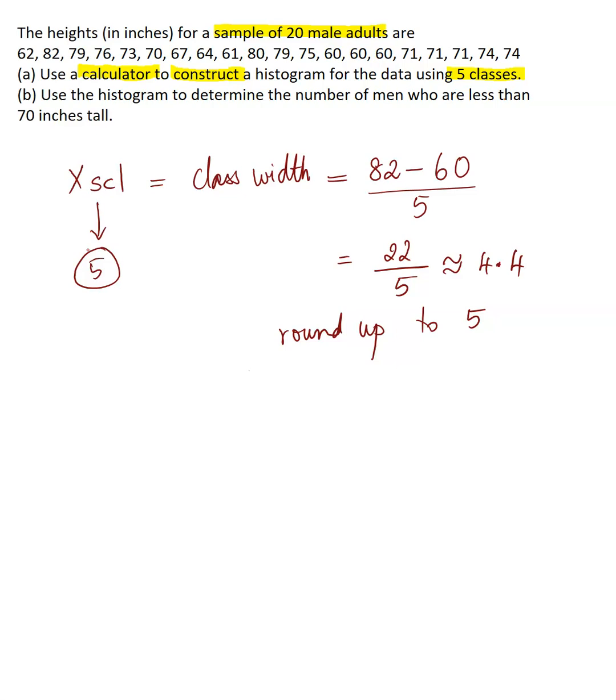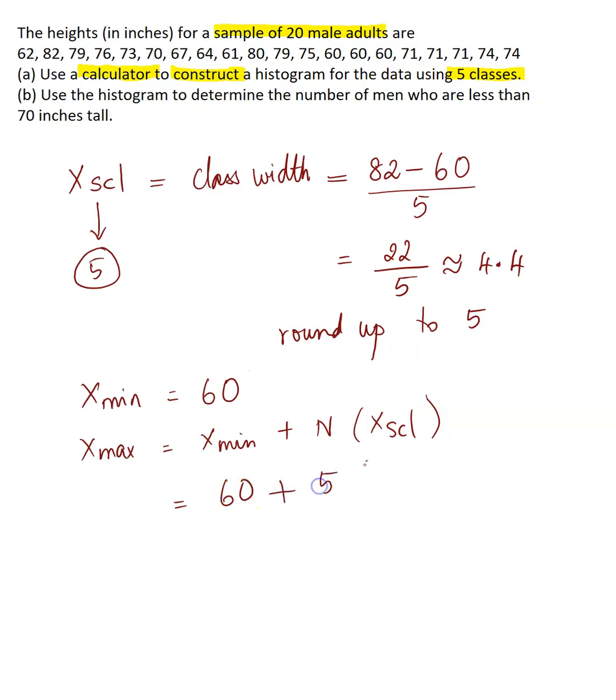So Xscl. Now we have to find Xmin. That's kind of easy because Xmin is the minimum value itself. So that's your 60. And we know that for Xmax, we have a formula. So that's Xmin plus the number of classes times the class width, Xscl. So then that is your 60 plus 5 times 5. Okay. So 60 plus 25, which is 85.